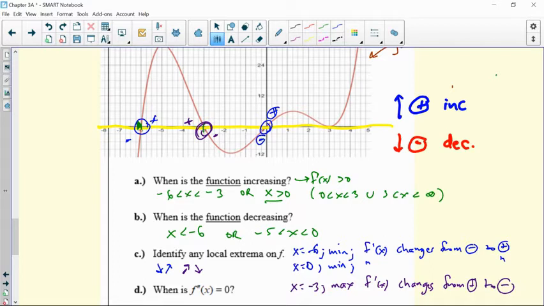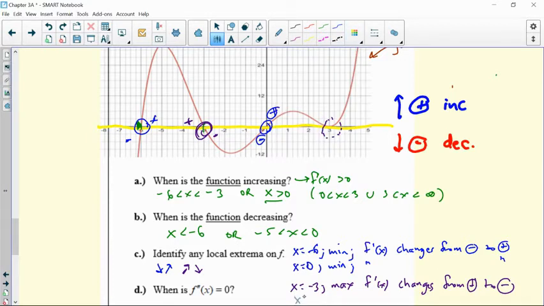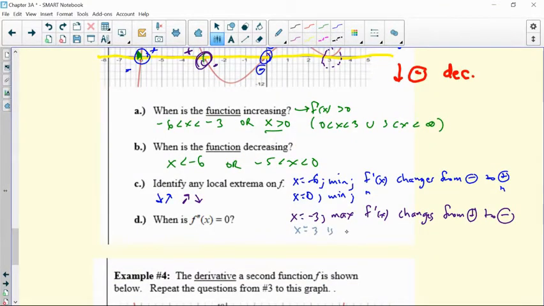Now, does it change anywhere else from positive to negative? No, it does not. There's a suspicious point here, at x equals 3. The derivative is 0, but it doesn't change signs. And remember, we said being 0 is not good enough. So I could make a little note that says, x equals positive 3 is a saddle point. It's not a max or a min. So it's not an extrema.